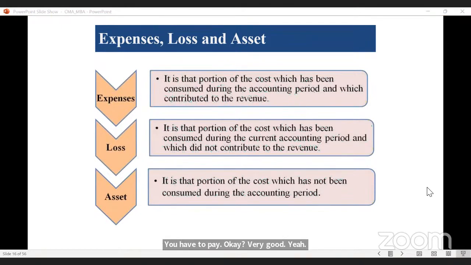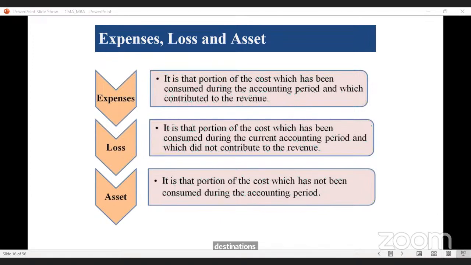So that means the bus fare you pay is your expense. Why are you paying this expense? In order to get the benefit. What is the benefit you are getting? You are moving from one destination to another destination. Yes or no? Yes, sir.